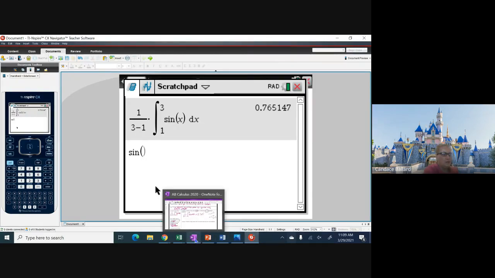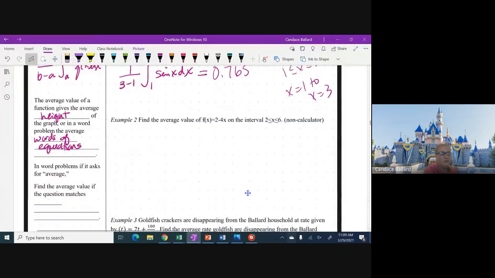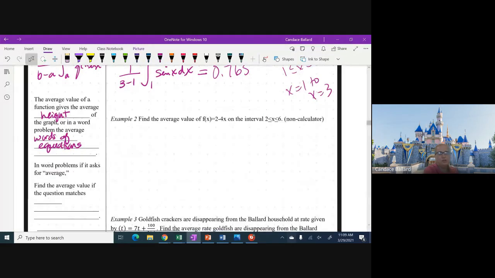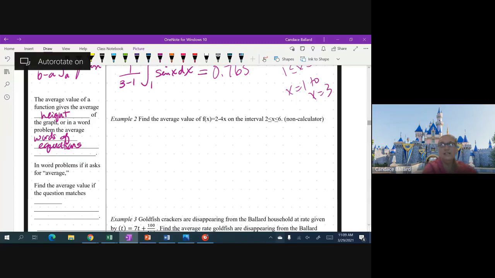All right, I'm going to keep going. So we got to do example 2, find the average value. And this time it says it's non-calculator, so we're going to do this one by hand. It's good practice, though.